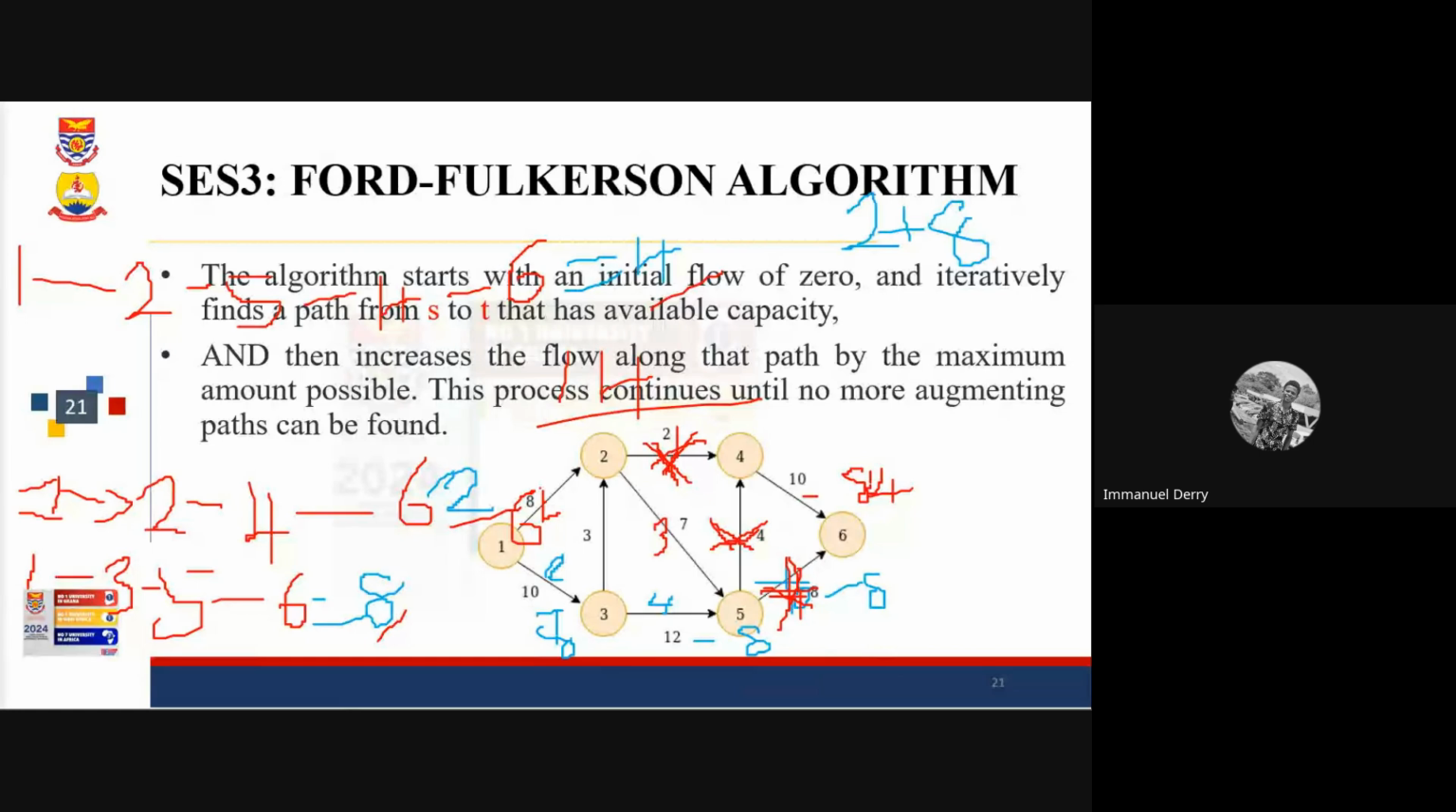All right. And then irrespective of whichever augmenting path you use, the value of the maximum flow will be the same. Sir, please, the 14, I might have missed it. Can you go over how you got the 14 again?